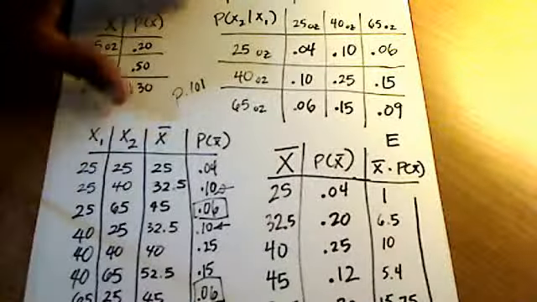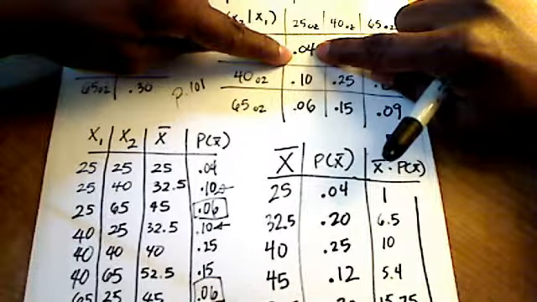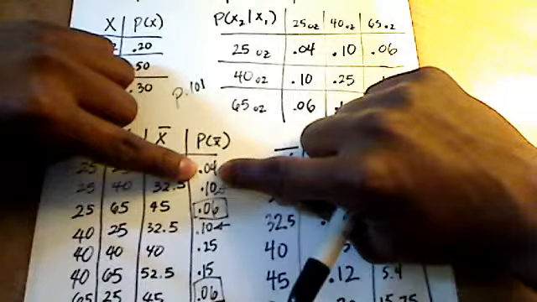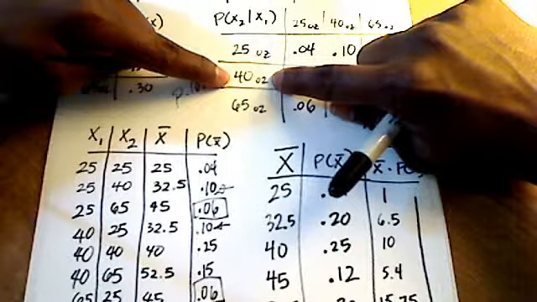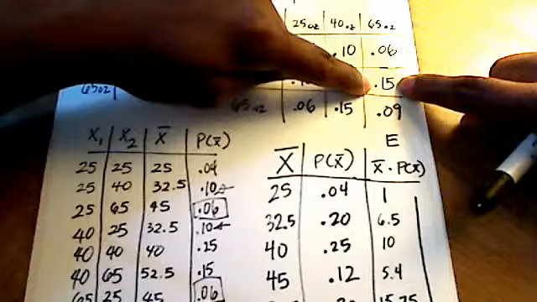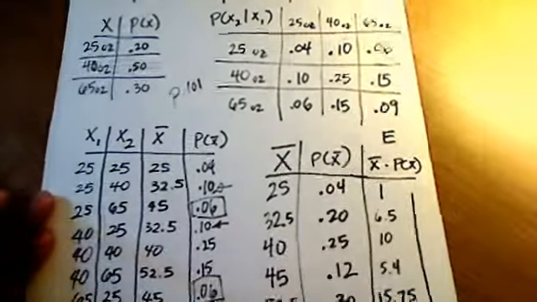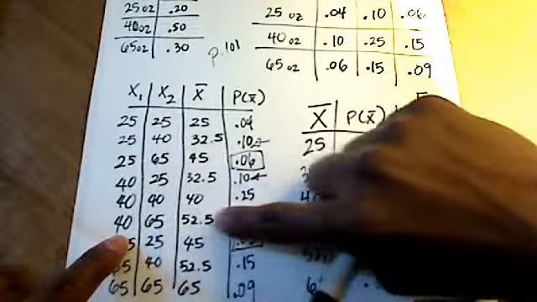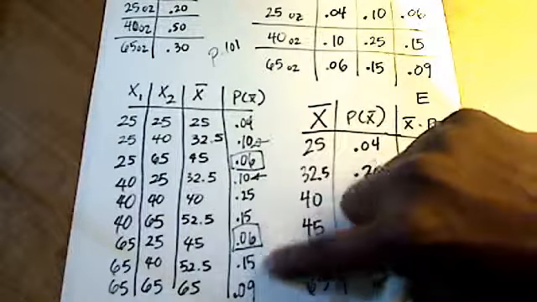If somebody chooses 25 and the second person chooses 25, you'll see that the probability of that happening is 0.04. So that's where this 0.04 is coming from right here. Okay, let's pick another one. Somebody chooses 40 ounces the first time, 65 ounces the second time, and you'll see that that probability is 0.15. So there it is right here. It's 40 and 65, and that probability is 0.15. So that's where I'm getting all of these values in this last column.